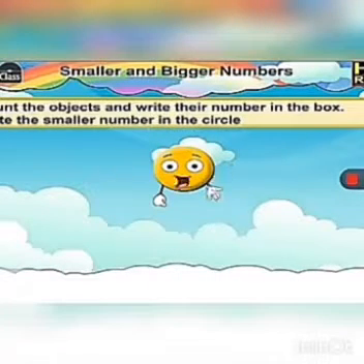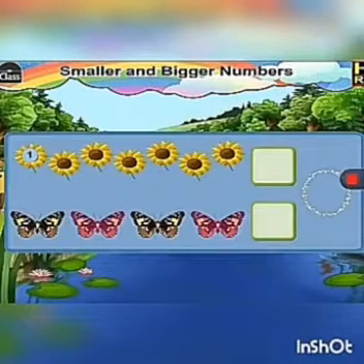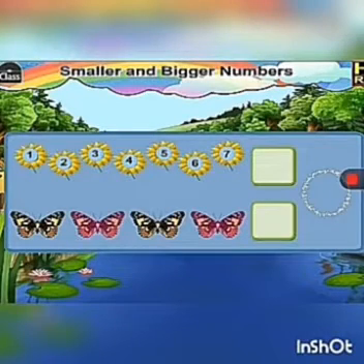Count the objects and write their numbers in the box. Write the smaller number in the circle. Let us count the flowers. 1, 2, 3, 4, 5, 6, 7. There are 7 flowers, so write 7 in the box.